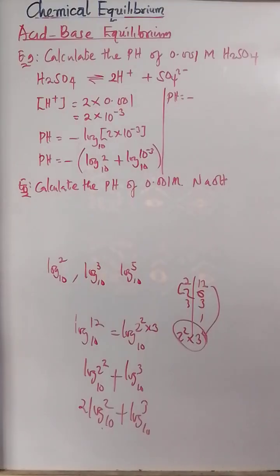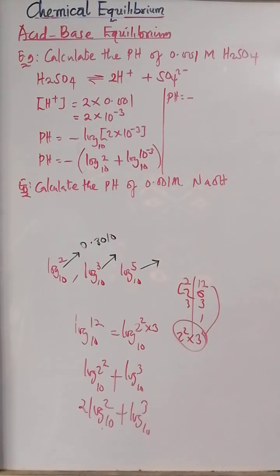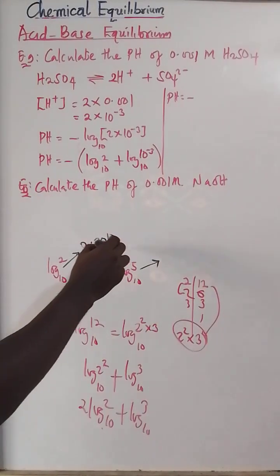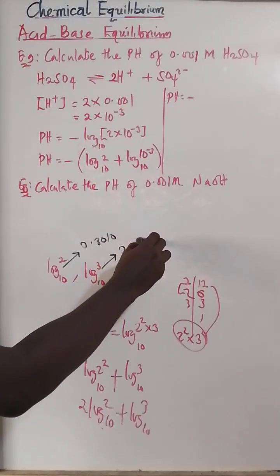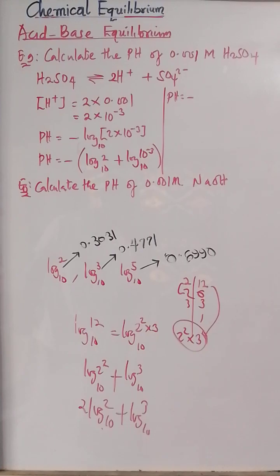So for most numbers, you have to know the value of these 3 logs. So log 2 is 0.3010 and log 3 is 0.4771 and log 5 is 0.6990.